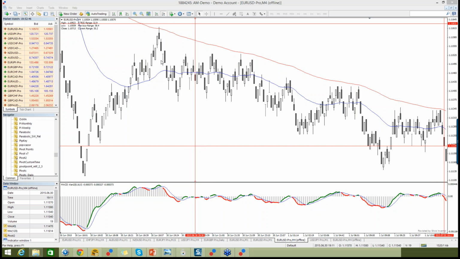You need to manage your trade however you see fit. I usually trail the stop after 8 pips. After 8 pips of profit, I trail the stop.